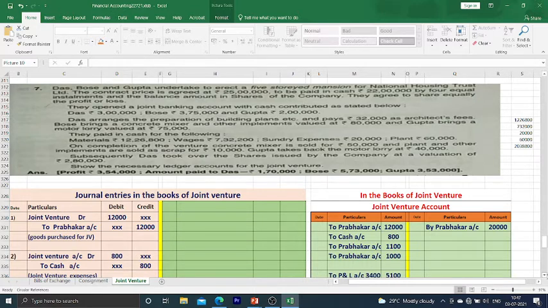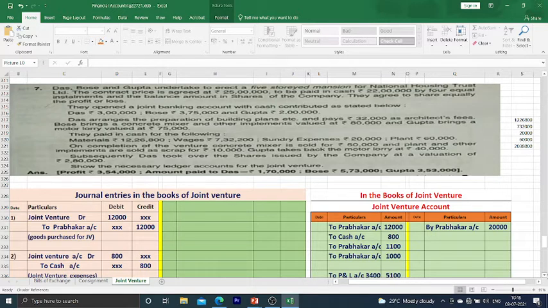They opened a joint bank account with cash contributed as stated below: Das 3 lakhs, Bose 3 lakhs 75,000, Gupta 2 lakhs. So I already told how to find out this method: there is a mention of a joint bank. All the co-venturers open a separate joint bank account and invest their contributions. They spend the money from the joint bank, the contract price is deposited in the joint bank account, and they settle their accounts through the joint bank account. If the joint bank account is tallied, then our problem is correct.